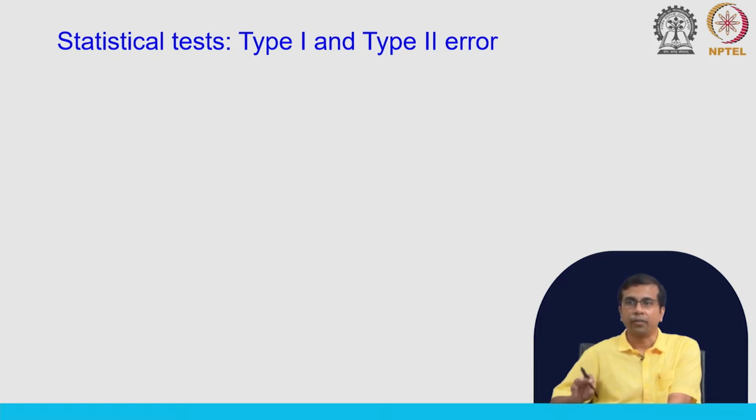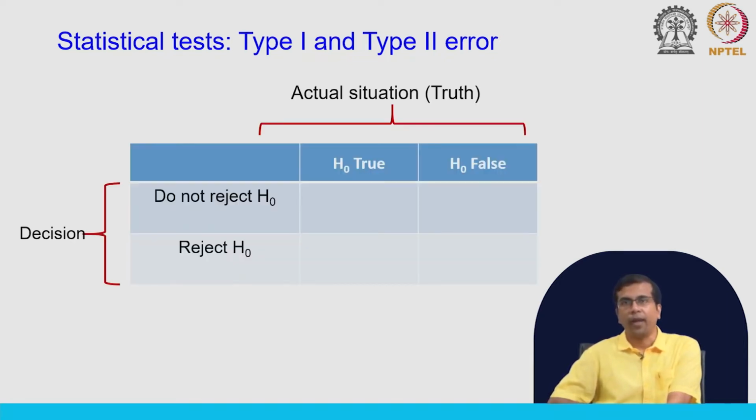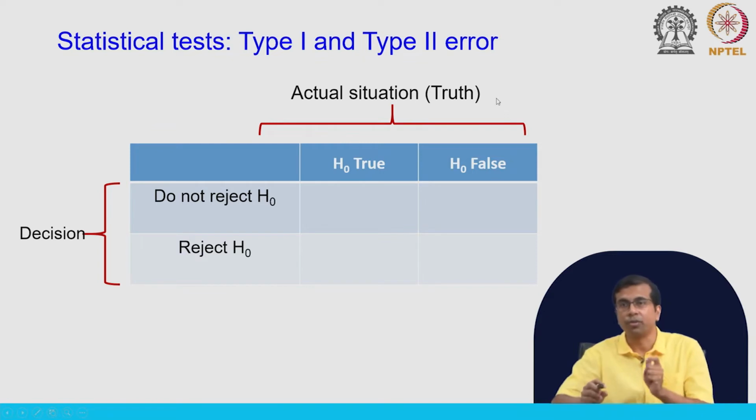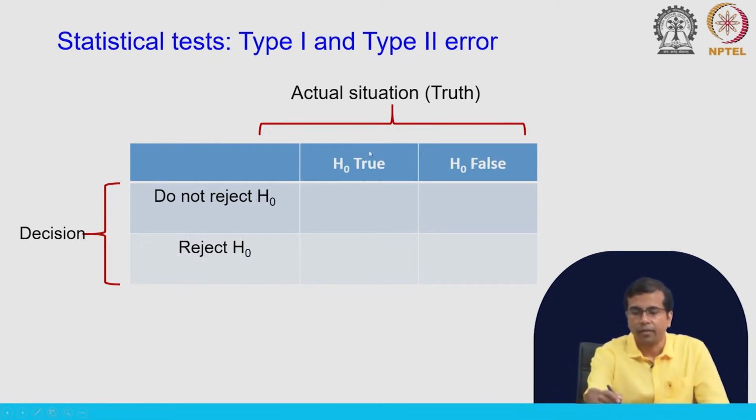Let us start with the idea of false positives, if you are not familiar. In a statistical test you have two types of errors. The first one is type 1 error and the other is type 2. If you consider this table, on top you have the actual situation, the actual truth. You have H naught is true, the null hypothesis is true, and then you have the null hypothesis is false.